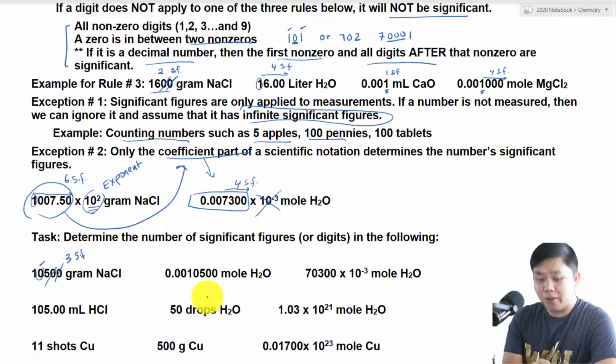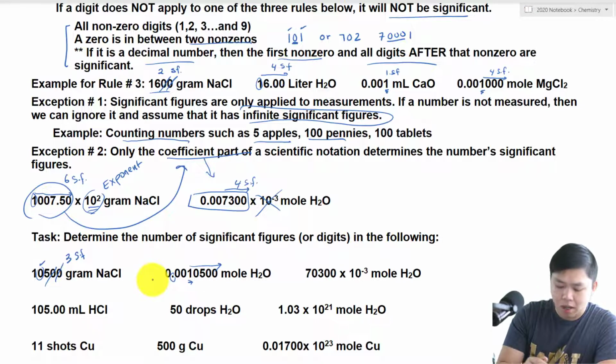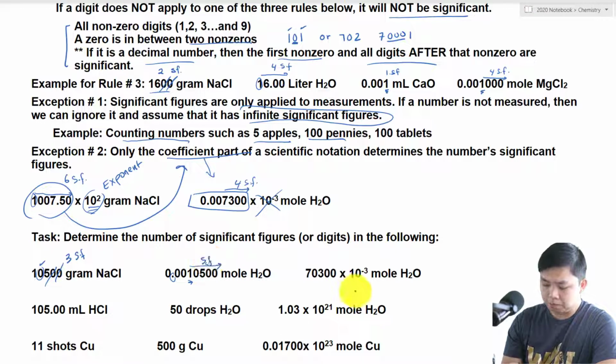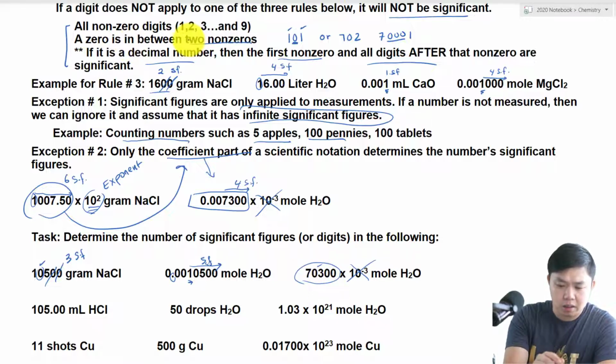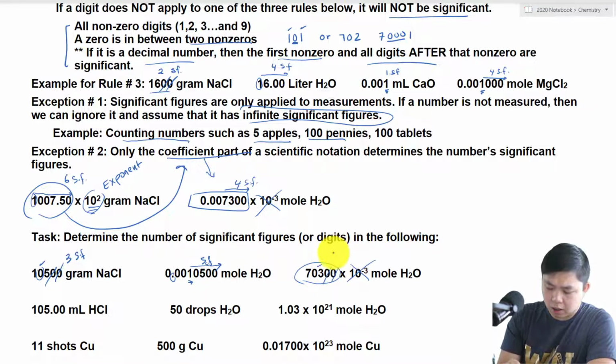Let's try this one. Well, this one's easy. When it's a decimal number, we start with our first non-zero, count all the way to the end right there. That's the beauty of looking at numbers that are decimal. So we have 1, 2, 3, 4, 5. So 5 sig figs right there. How about this one? Well, it is a scientific notation number, so we can ignore that part. We just focus on this one. Now this 0 is significant because it's between 2 non-zeros, right? Now here this is not. So this is 3 sig figs right there.